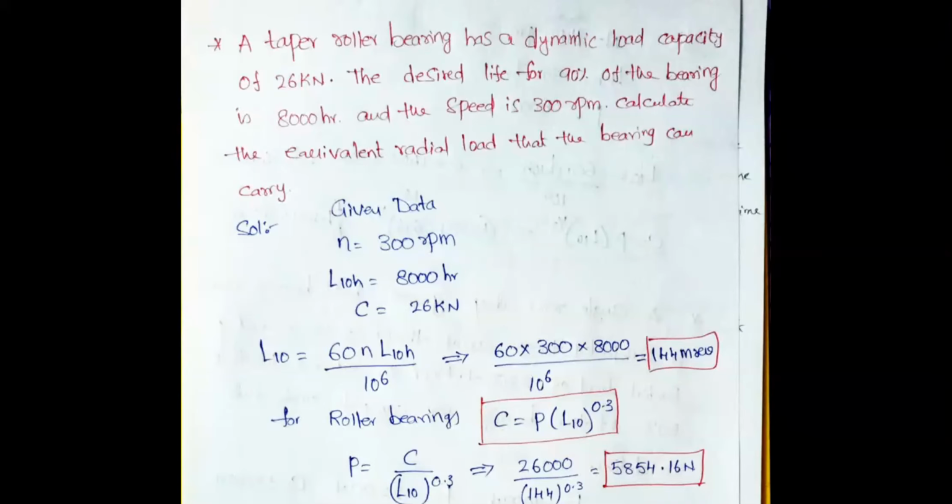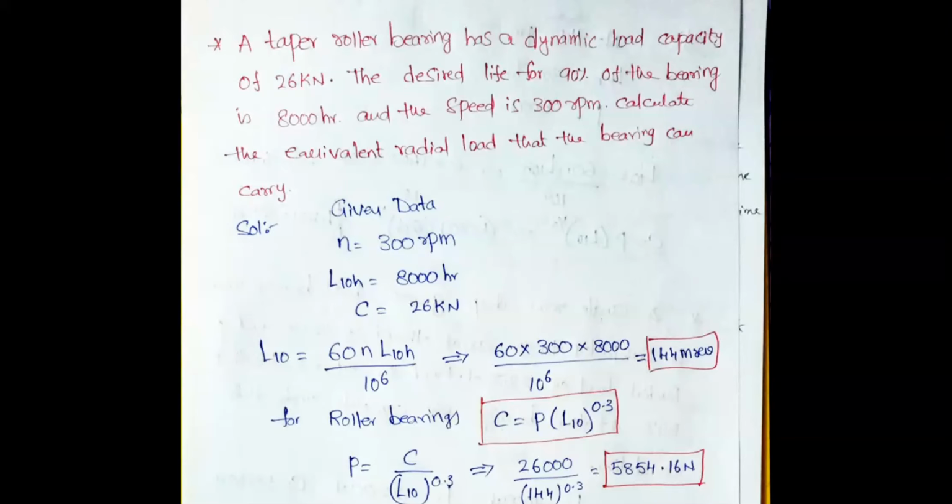Okay, fine. Now I move on to the given data. Here I'm using small n or capital N, depending on your book, no problem. N is the speed here, so the speed is 300 RPM. I'm going one by one.